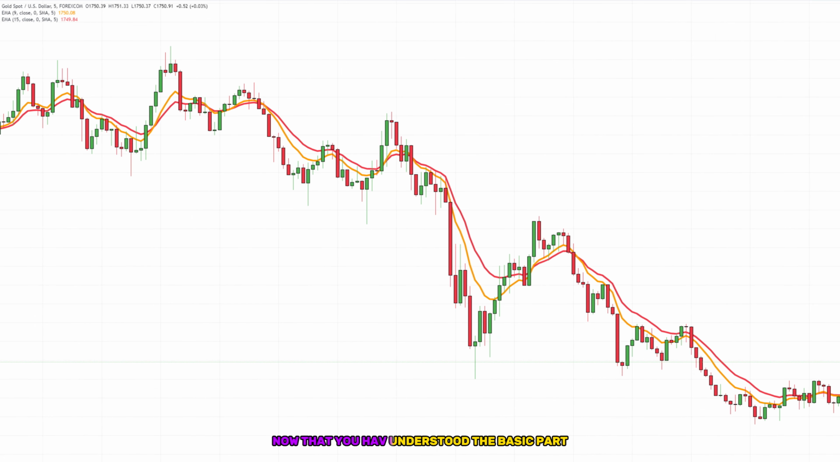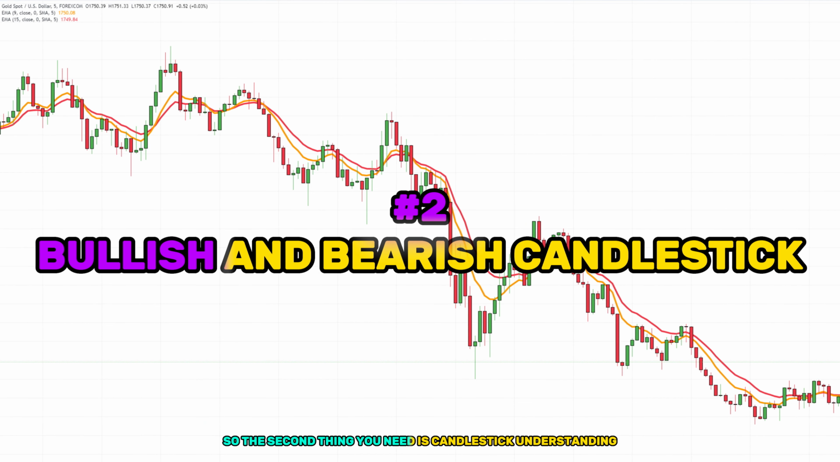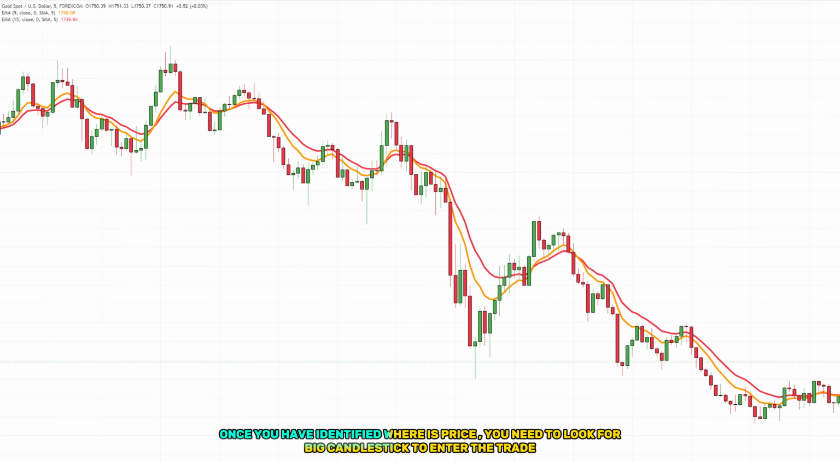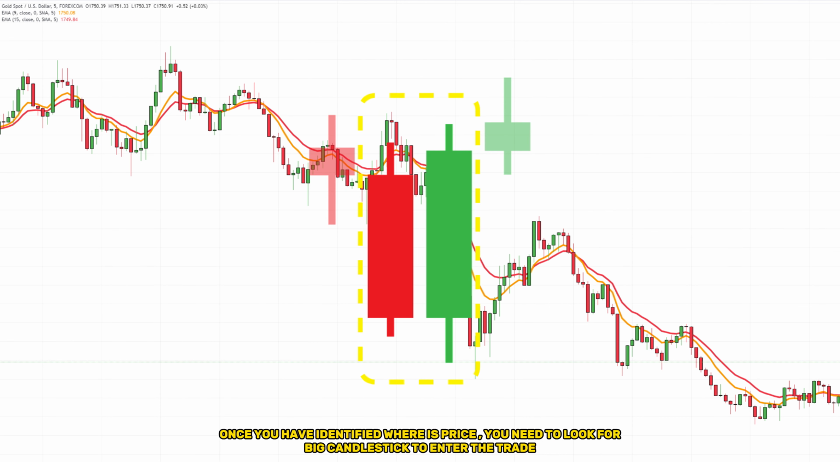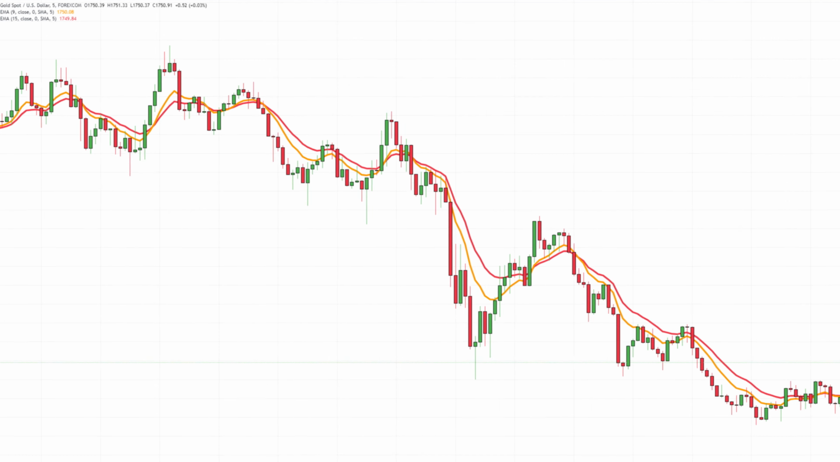Now that you have understood the basic part, you will enter with the help of bullish and bearish big candlestick confirmations. So the second thing you need is candlestick understanding. I highly recommend you at least watch my candlestick video. Once you have identified where the price is, you need to look for a big candlestick to enter the trade. The bigger the candlestick, the better the chance that you will be profitable.